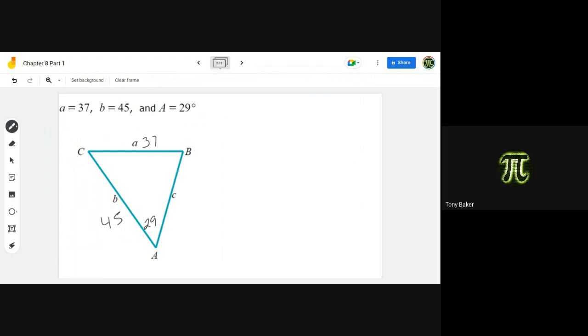Oh wait, that's because the side's 45, not the angle. All right, most people seem to be getting this one. All right, so we ended up getting, instead of writing it all down, the B is about 36.13.